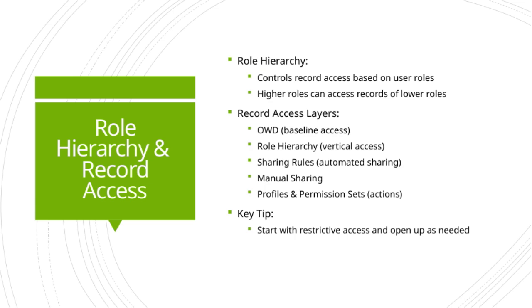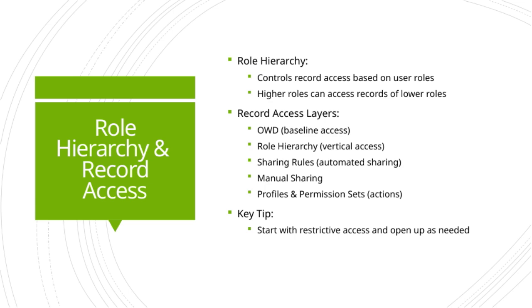Now, when we talk about record access layers, we're looking at different levels of access. The baseline is OWD, or organization-wide defaults, which set the default level of access for records. Then, we have role hierarchy, which grants access vertically based on roles. Sharing rules come into play as automated ways to share records with specific groups or roles, and manual sharing allows users to manually grant access to individual records.